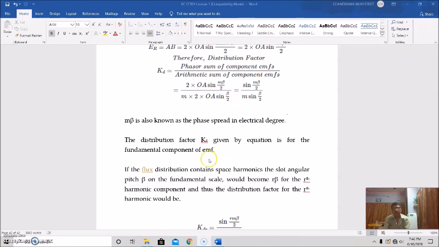So in this way, if we see the overall advantages of the corded coil, then in distributed winding, short pitch coil is mostly used. So that's all about the winding factors and its necessity.